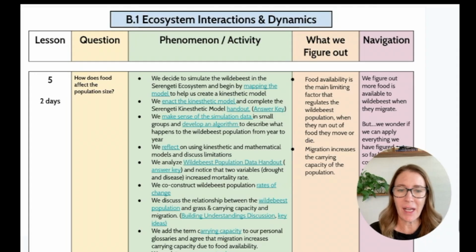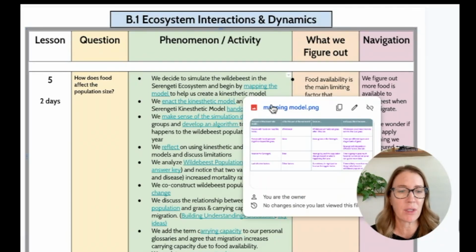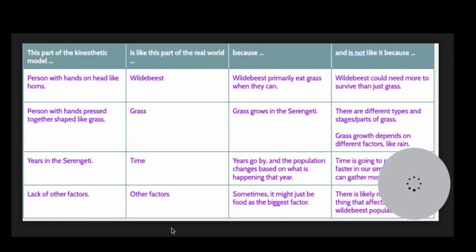And so we decide in this lesson that we might use a model to help us simulate what's happening when the wildebeest migrate. We're going to start by mapping the model. Here is a mapping tool. This is the answer key.